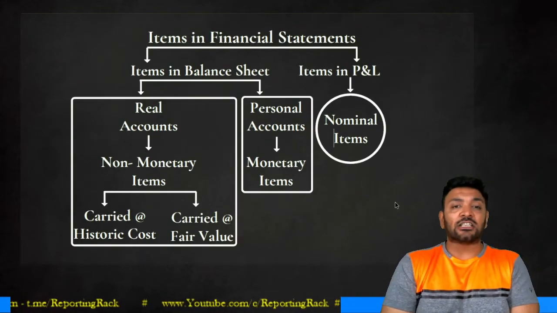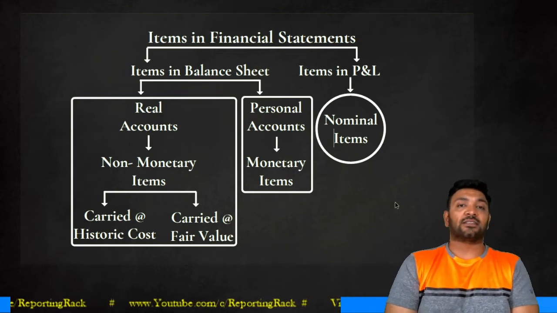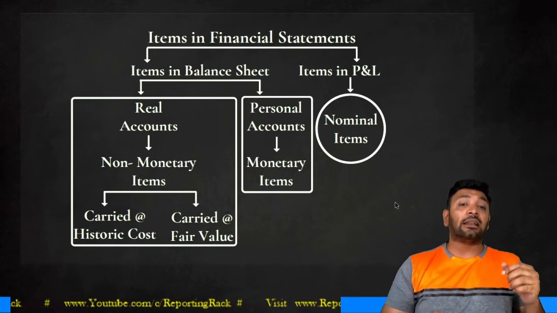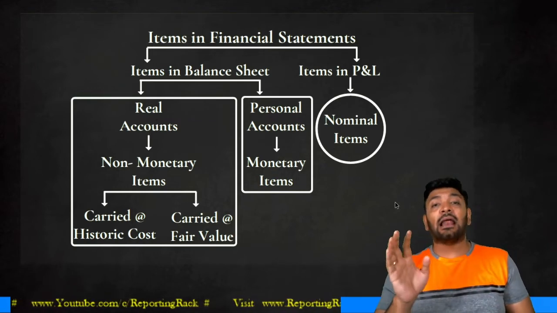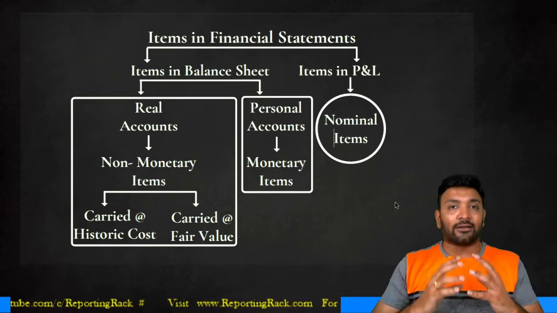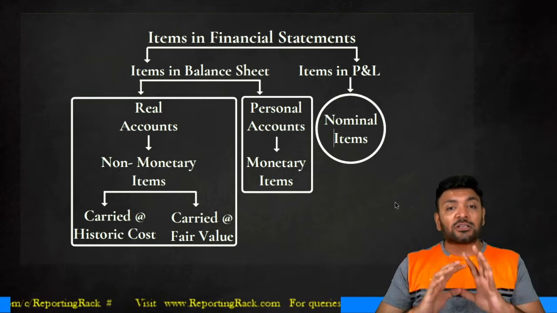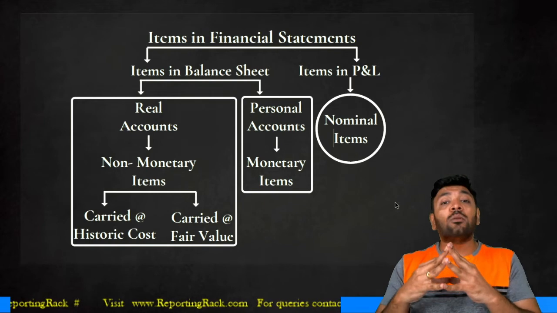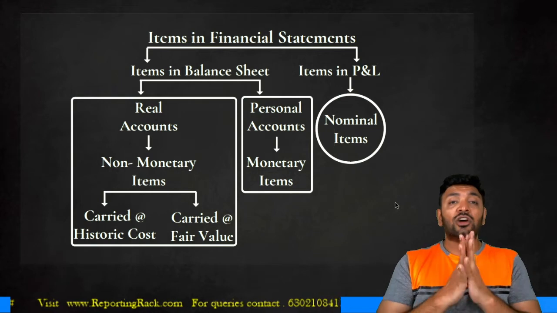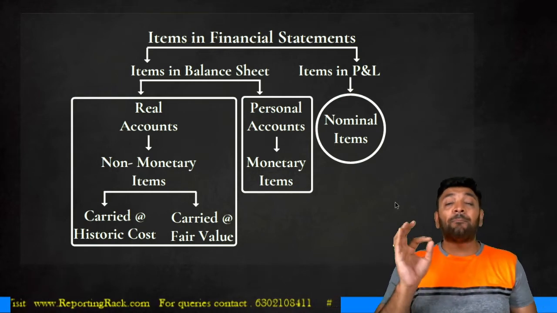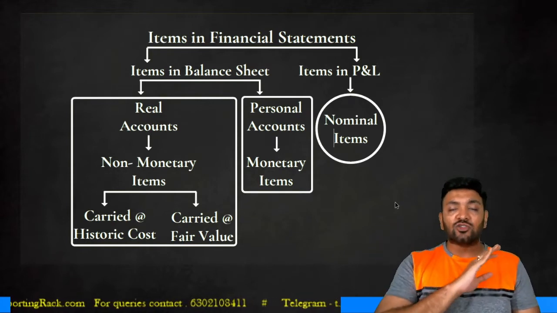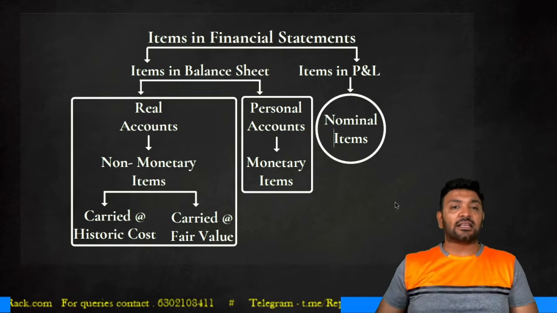My items in financial statements are generally broken down into two parts. Financial statements are the balance sheet and P&L predominantly. Under the balance sheet, I have real accounts and personal accounts, while under P&L, I have nominal accounts. For the purpose of Ind AS 21, I'm giving different names to them. My real accounts for the purpose of Ind AS 21 will now be called non-monetary items. My personal accounts are called monetary items. Finally, my nominal items, there is no change in the name. I let them be nominal items itself.